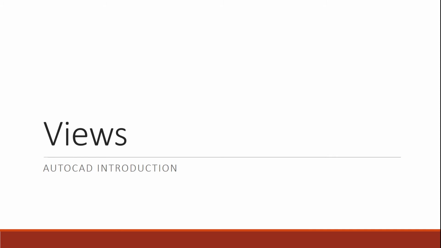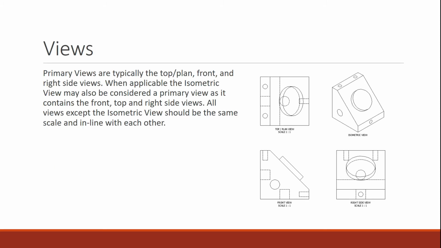Okay, let's go ahead and look at the views that we have. In AutoCAD, we typically are going to have a top view, a front view, and a right side view. Those are going to be our three primary views. So when I create an object, I'm going to have the front view, then I'll have a right side view, and I'll have a top view.